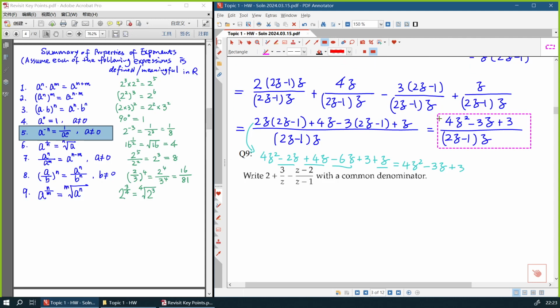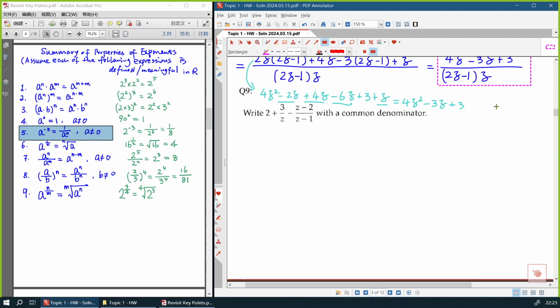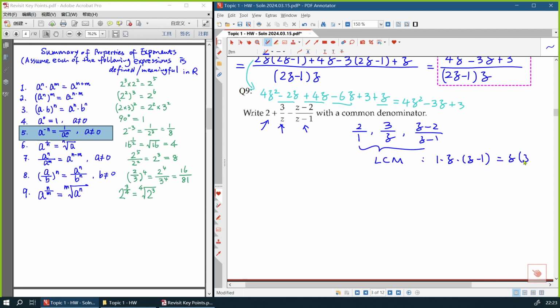Okay, then next one. Again, rewrite this using a common denominator. First, you need to find that common denominator, right? So in this case, what is the least common multiple of this and this and this? So note that 2 is just 2 over 1, right? 3 over z and z minus 2 over z minus 1. You need to find a least common multiple of these 3 terms. In this case, that's just 1 times z times z minus 1, which is z times z minus 1, right?